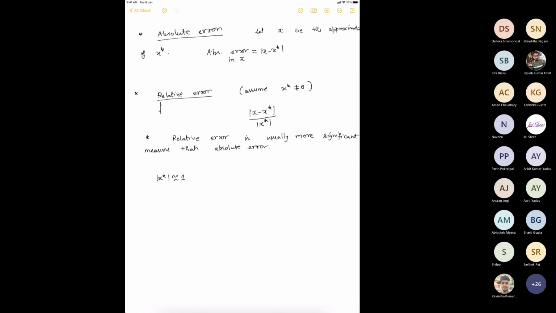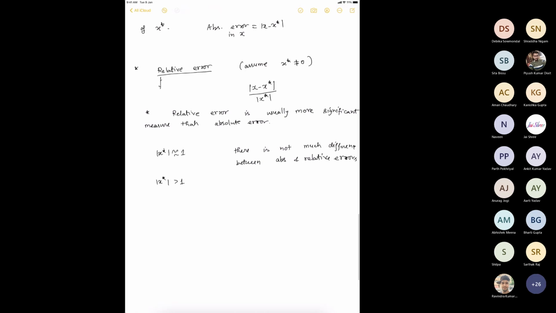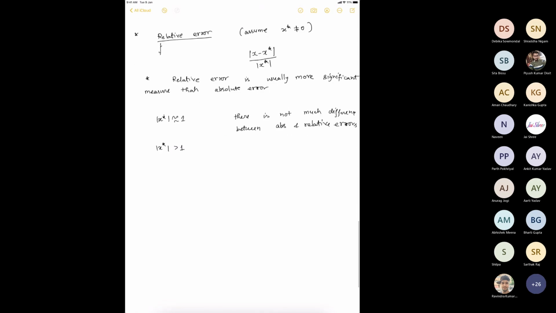Okay. So in this case, what will happen? There's not much difference between absolute and relative errors. Okay, but if your x star is greater than 1, then of course your relative errors are going to be more significant than the absolute error. So let's try to take one example.